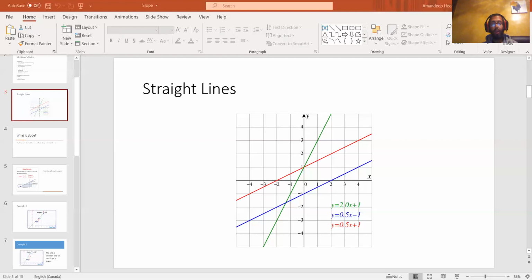Now, in this example, the first point is 0 comma negative 3, and the second point is 2 comma 0. But you may ask, what if I make 2 comma 0 the first point, and what if I make 0 comma negative 3 the second point? Will I get the same answer? And the answer is yes. It doesn't matter which point you call the first point and which one is the second point. So I'll show you how to do that in this example.